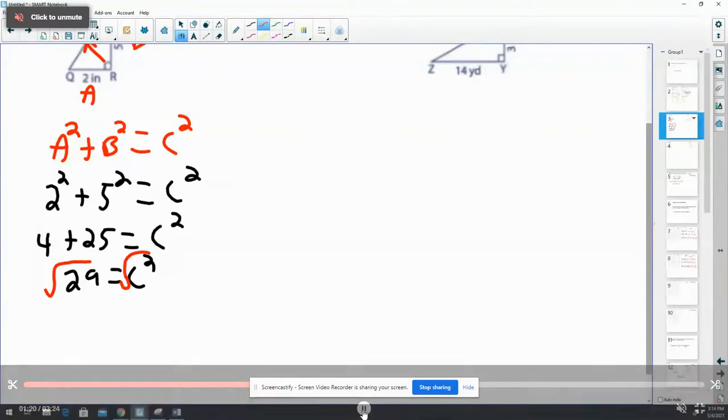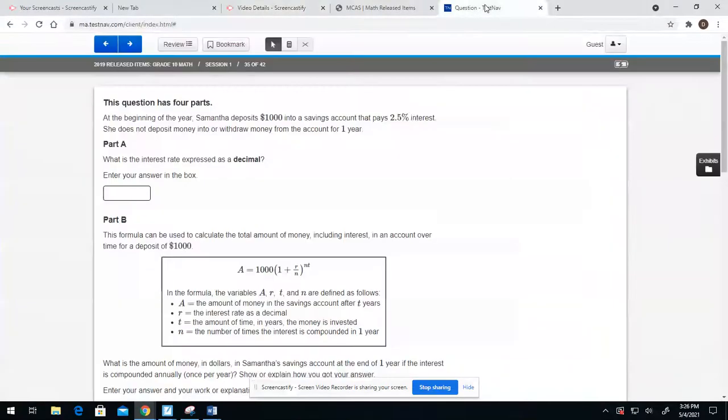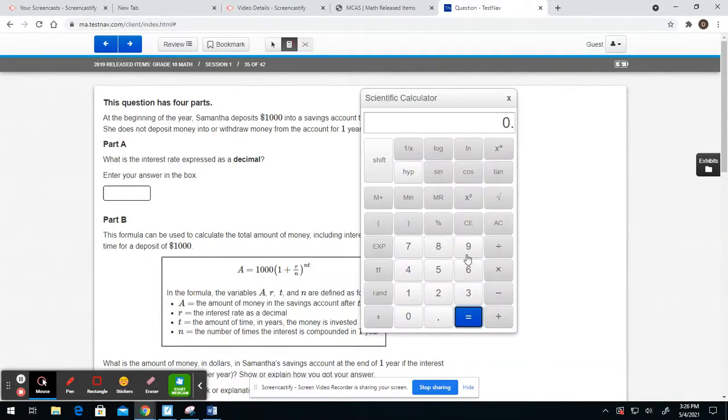But I want to show you guys this on the MCAS calculator. So here's a practice test, the test from last year. The calculator is found right here at the top. So you push that calculator, and you want to find the square root of 29. So it'll be 29, and you push the square root button. This is the square root button right here. So boom, up pops 4.385, which will round to 4.39.